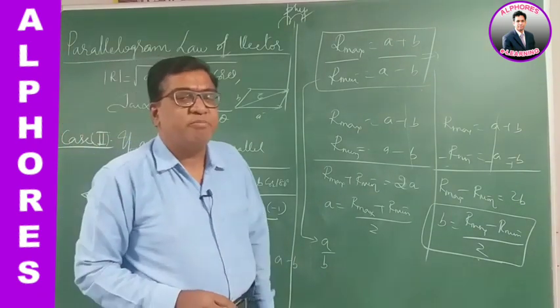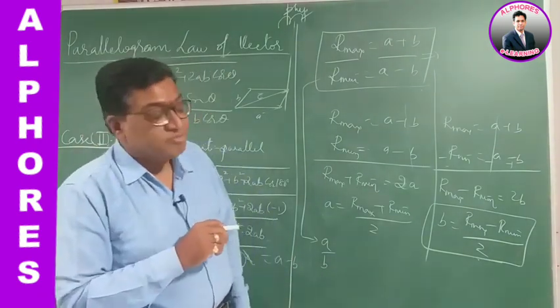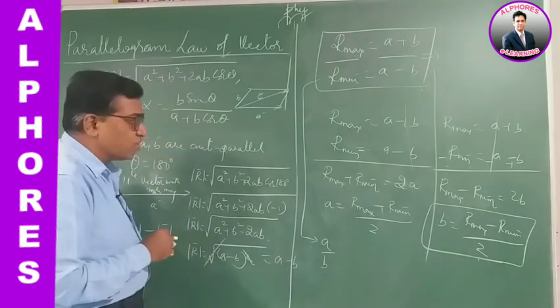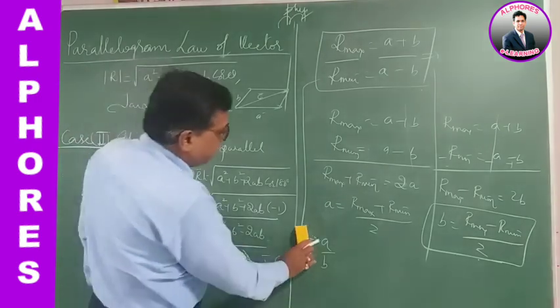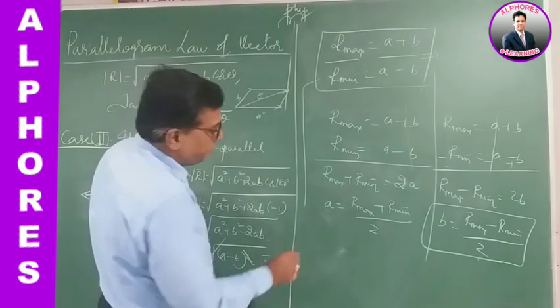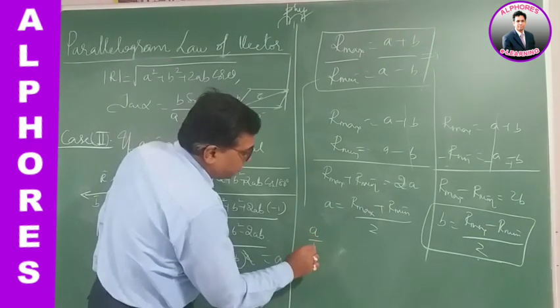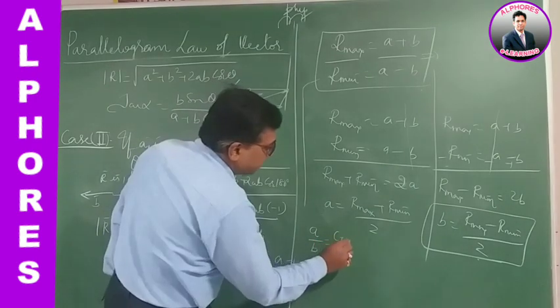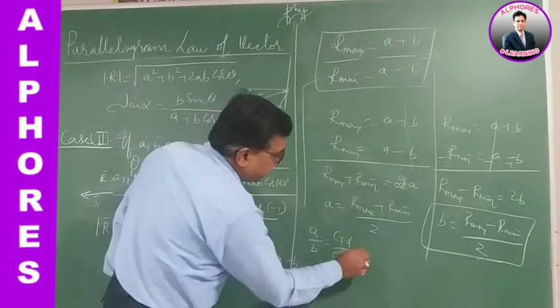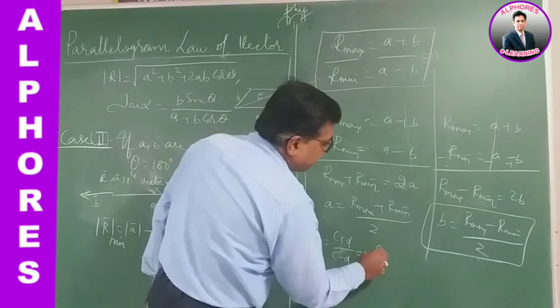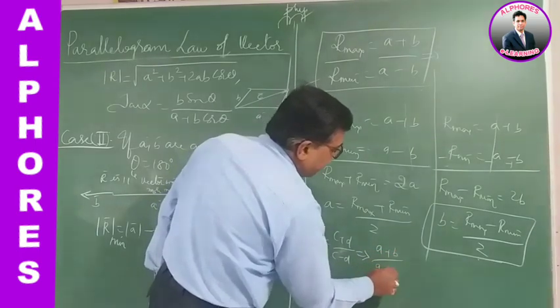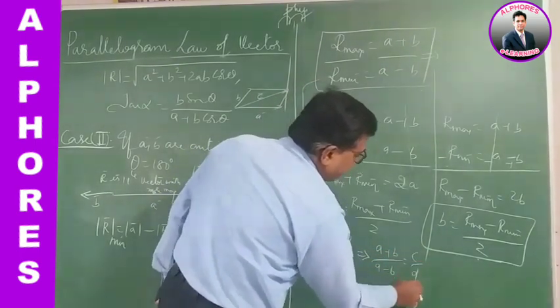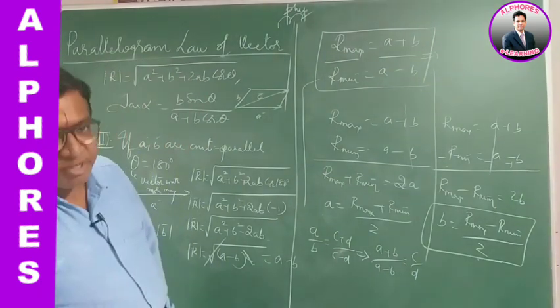You can do it by componendo dividendo. There is a mathematical operation called componendo dividendo. Let me give you what the operation is. Suppose the ratio of two values A by B is C plus D by C minus D, then according to mathematics, A plus B by A minus B you can write as C by D. This is called componendo dividendo.